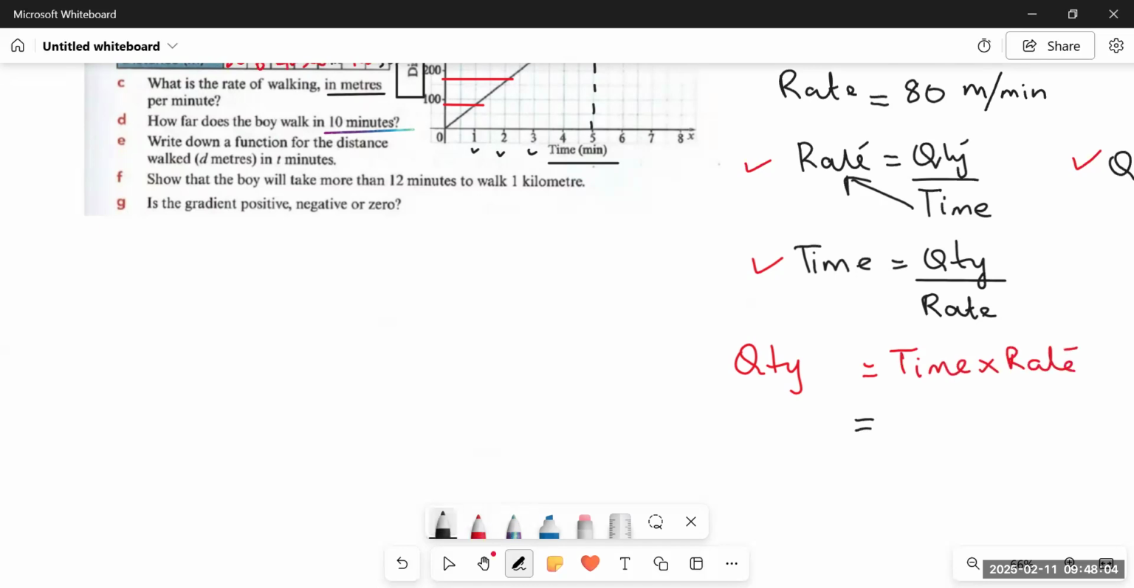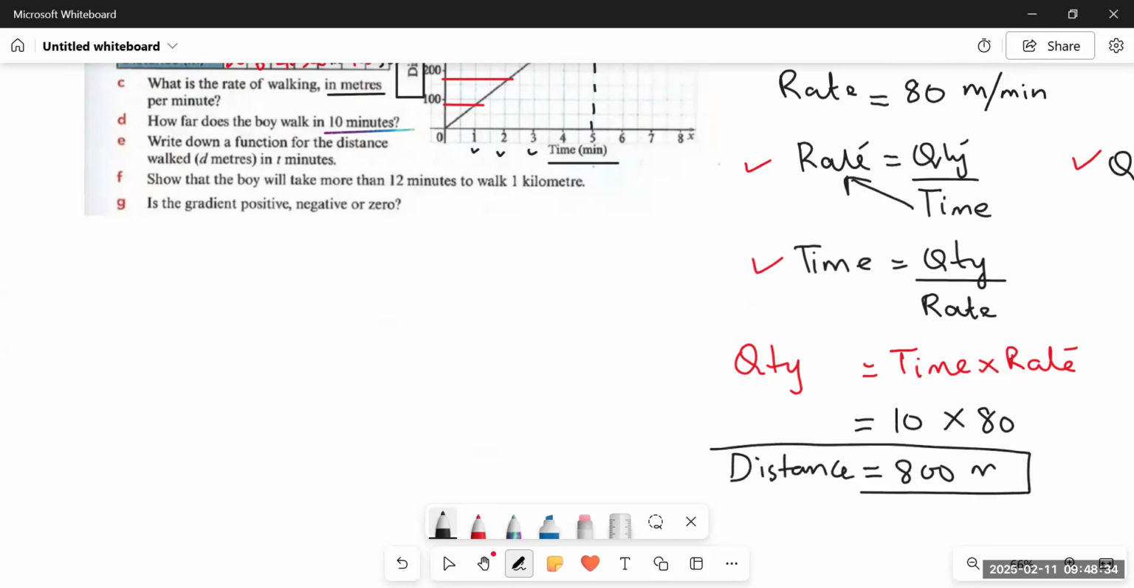Time is given as 10 and we have already calculated the rate, and the rate would remain constant across all the questions for this particular exercise. So the rate is 80. It means at the rate of 80 meters per minute, he will travel 10 multiplied by 80, that is 800 meters in 10 minutes. And here the quantity is basically the distance, which we are going to express in meters. We have to write down the units as well in each of these questions.